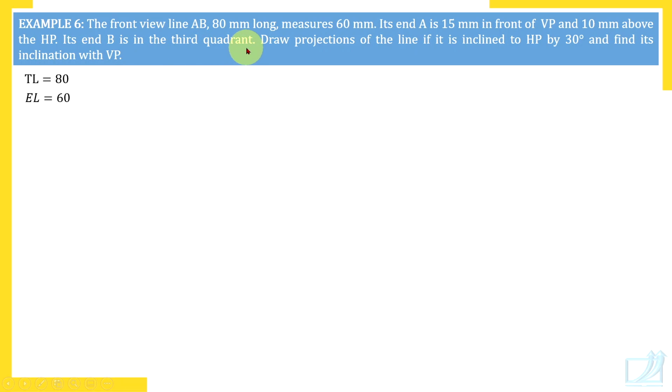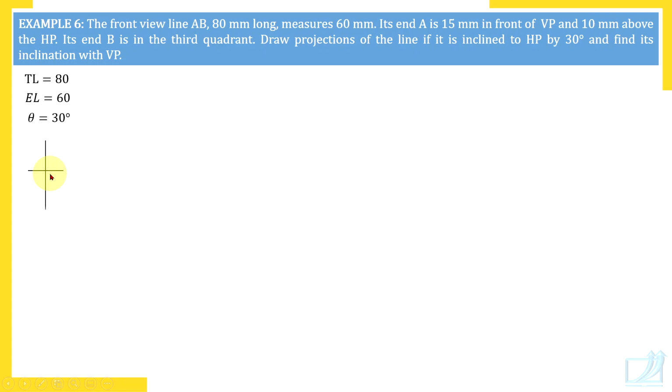End B is in third quadrant, means top view above, front view below. Draw projections of the line if it is inclined to HP by 30 degrees. This is theta given. Find its inclination with VP, that is phi you are asked to find out. So theta is 30 degrees, inclined to HP by 30 degrees, and one reference point is there, 15 in front of VP and 10 above HP.